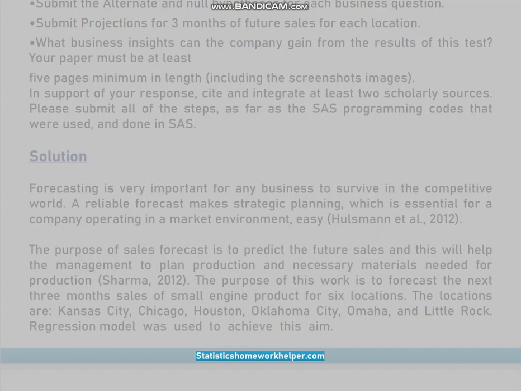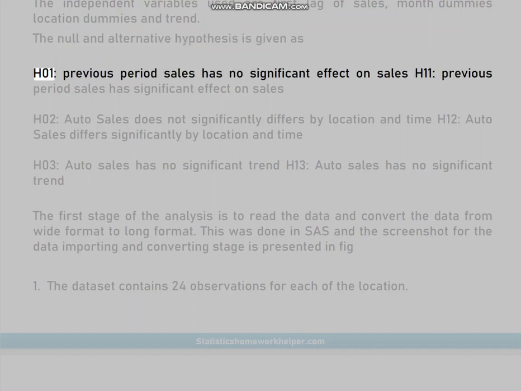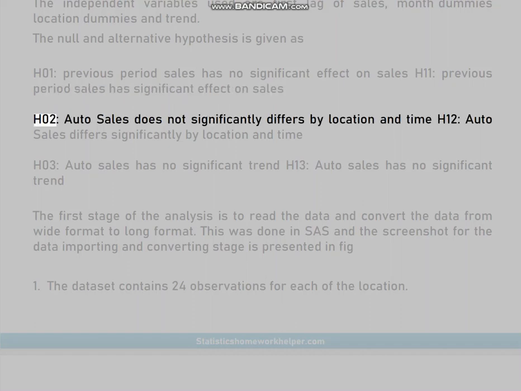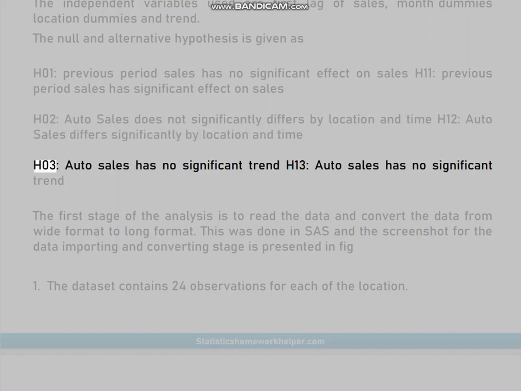The independent variables used are first lag of sales, month dummies, location dummies, and trend. The null and alternative hypothesis is given as: H01. Previous period sales has no significant effect on sales. H11. Previous period sales has significant effect on sales. H02. Auto sales does not significantly differ by location and time. H12. Auto sales differs significantly by location and time. H03. Auto sales has no significant trend. H13. Auto sales has a significant trend.